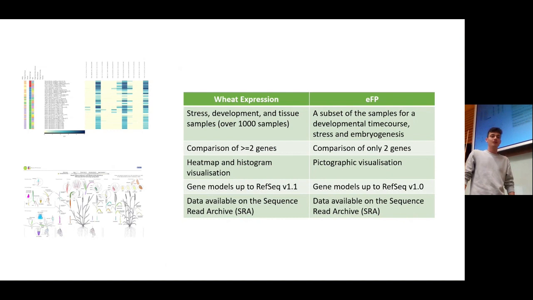And then for eFP, it's only a subset of those samples, but you're able to look at the developmental time course, different stresses and embryogenesis. You can compare up to two different genes, and you get nice little pictographic visualizations. For this, you'll use the older gene models of version 1. And both of them have the data available on the Sequence Read Archive.